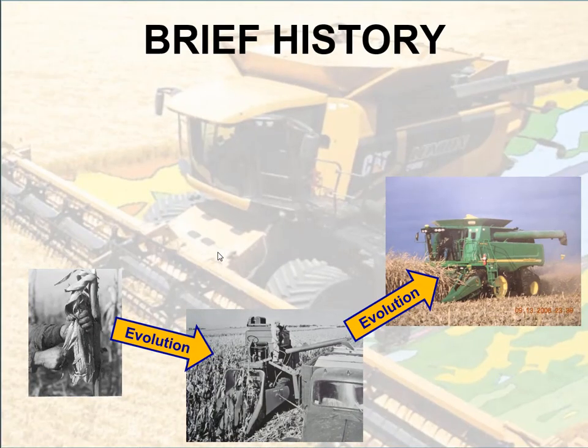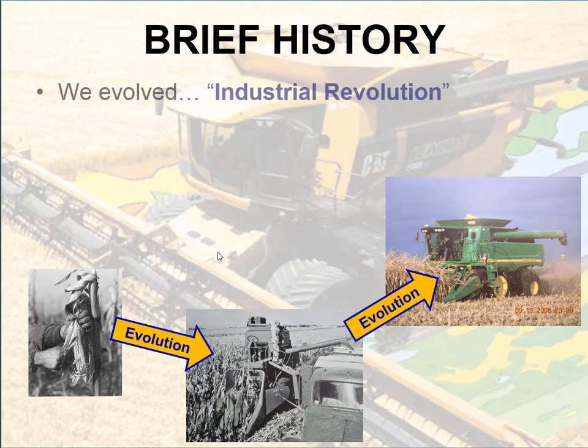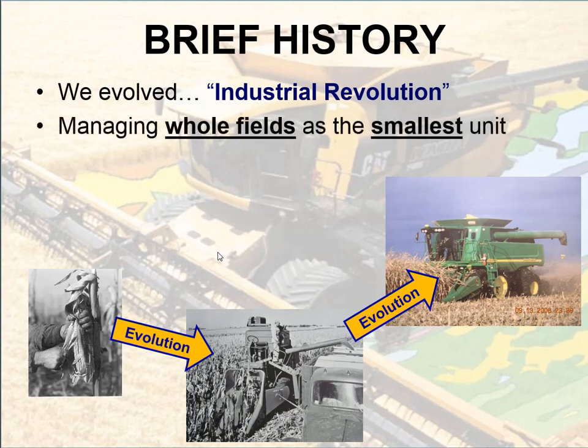What happened is, as the Industrial Revolution kicked in, we as a society evolved. We started taking a whole field, and whether that field was 40 acres or 80 acres or 150 acres, that whole field became the smallest unit. We based all of our decisions and what we did with that field, everything applied at the same time.